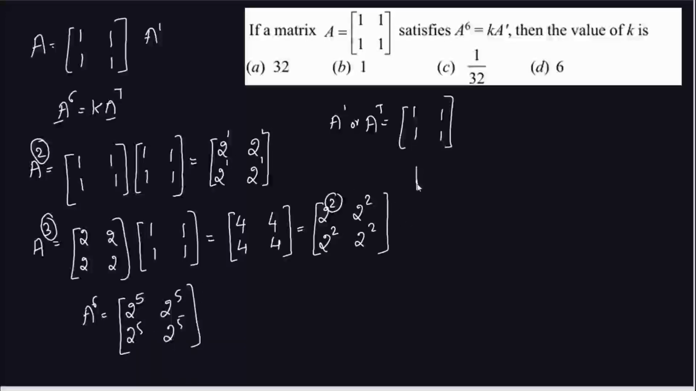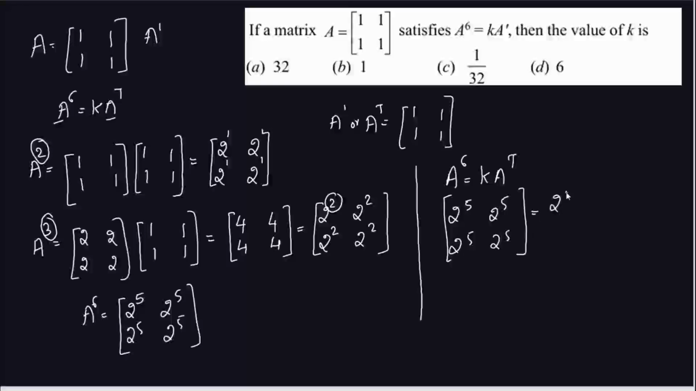But what is the condition given for me? The condition is A power 6 is equal to K into A transpose. So, A power 6, what I have got? It is 2 power 5, 2 power 5, 2 power 5, 2 power 5. But I have to write it as some constant into A transpose. A transpose is 1, 1, 1, 1. So, I can take out 2 power 5 common. Then I will be getting the A transpose matrix. Correct? So, this is my K value.